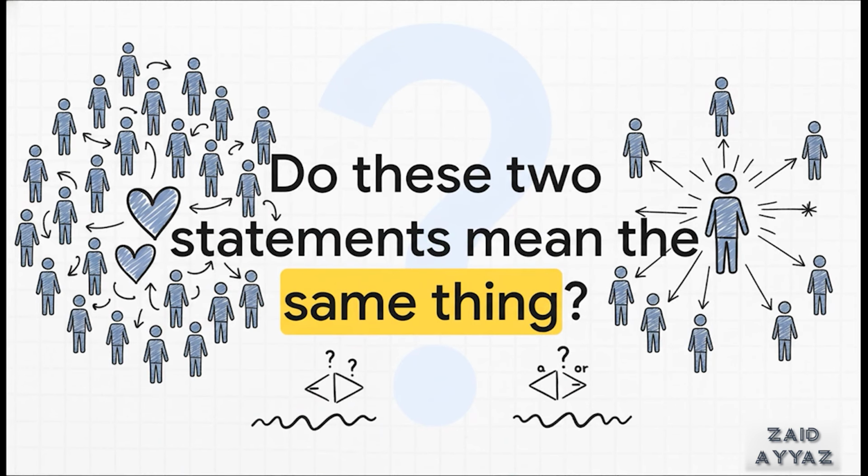So I'll leave you with this final thought to chew on. Do these two statements actually mean the same thing? Think about it. One describes a world where everybody has someone to love. The other describes a world where there is one single person who is loved by everyone. By just swapping the order of our quantifiers, we change the meaning from a pretty common idea to something incredibly rare. That's the power and honestly the beauty of predicate logic.